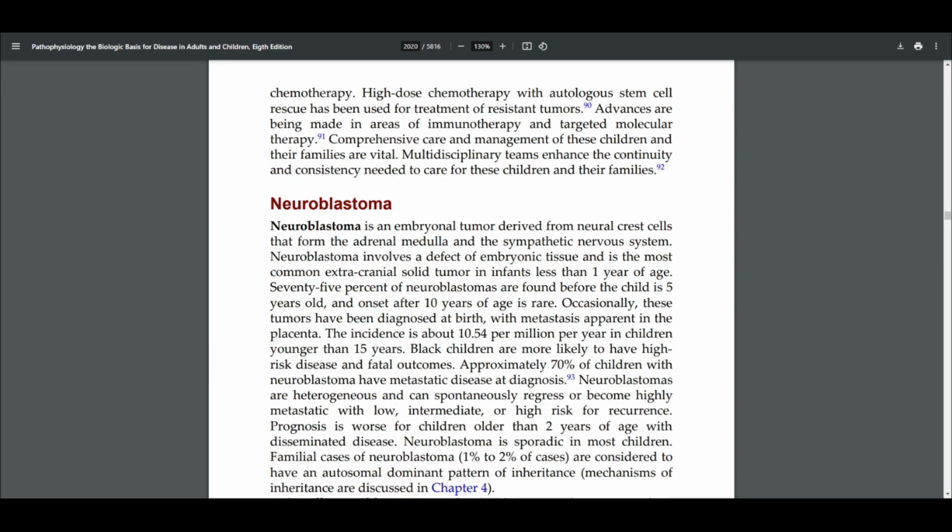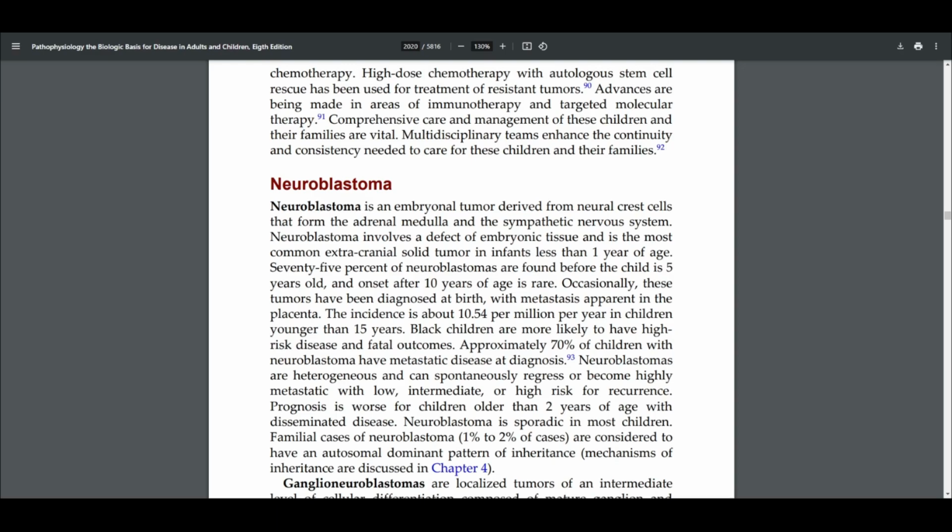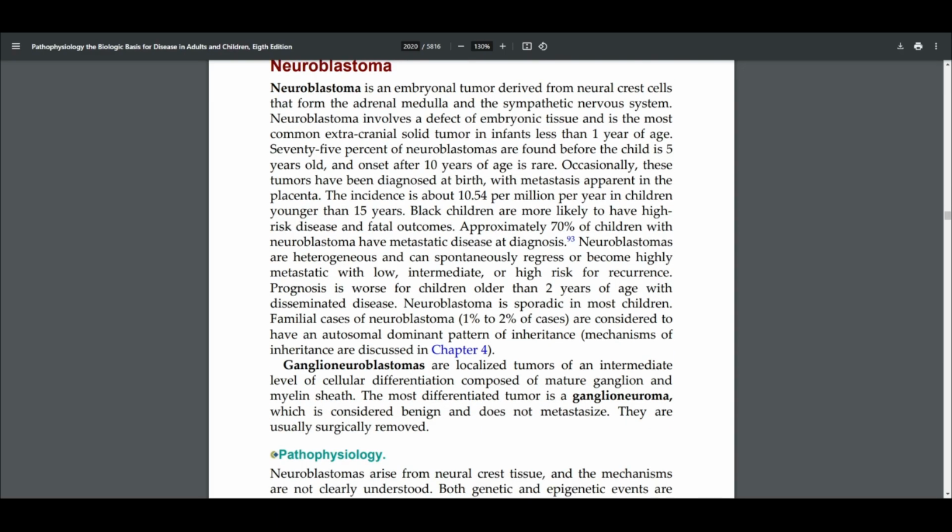High-dose chemotherapy with autologous stem cell rescue has been used for treatment of resistant tumors. Advances are being made in the area of immunotherapy and targeted molecular therapy. Comprehensive care and management of these children and their families is vital. Multidisciplinary teams enhance the continuity and consistency needed to care for the children and their families.